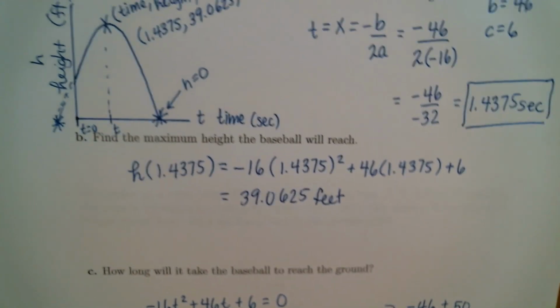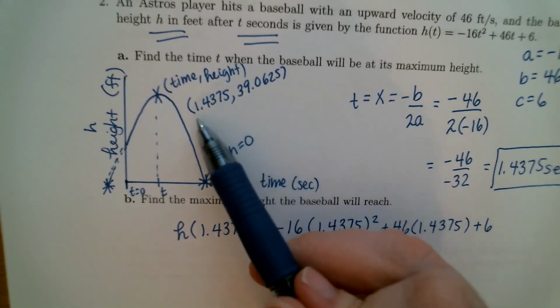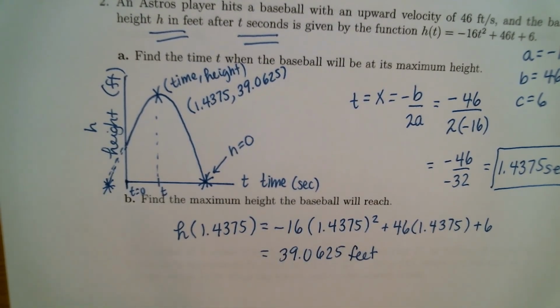Notice you do not get that answer by doubling this time value. If you multiply this by 2, you don't get 3. The correct way to do part C is to take the height function and set it equal to 0.